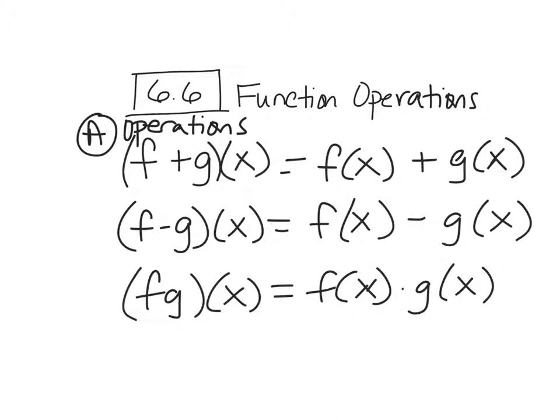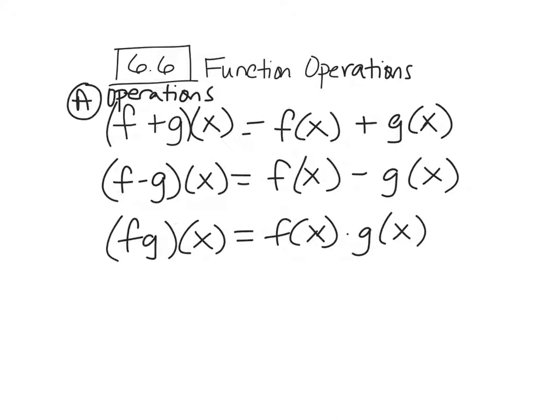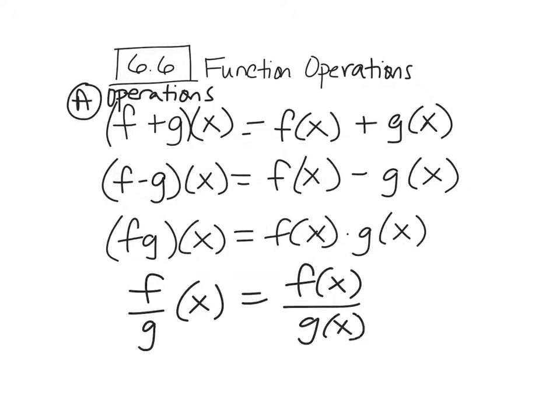And then finally, the last one, division. So we have f over g of x, which is the same thing as taking f of x over g of x, as long as g of x is not 0. So we're going to have to put a restriction on that. So those are your four operations, okay? So let's just do one of each.